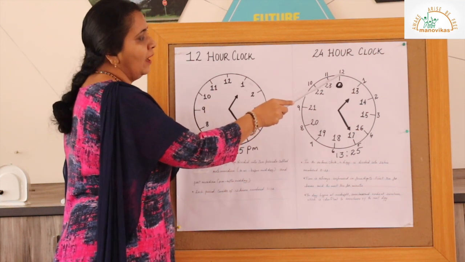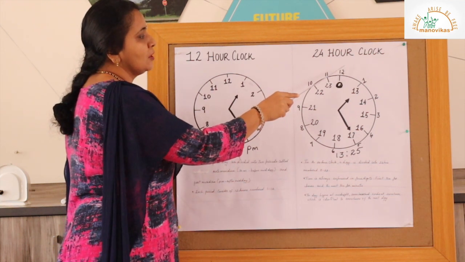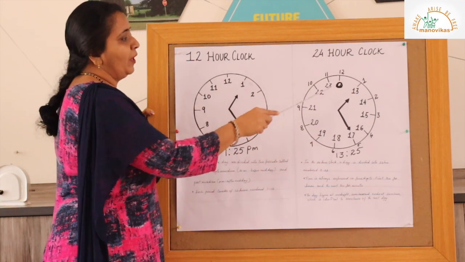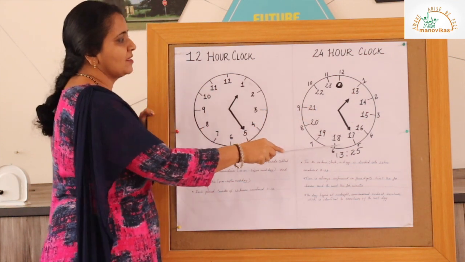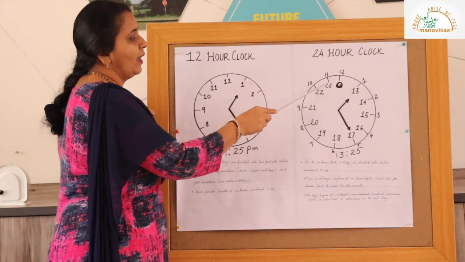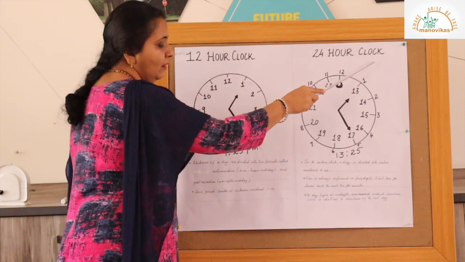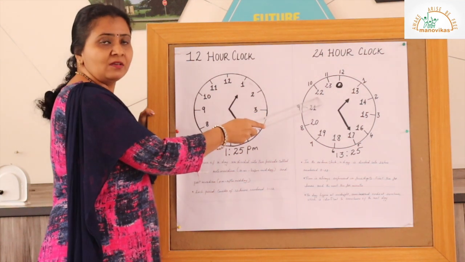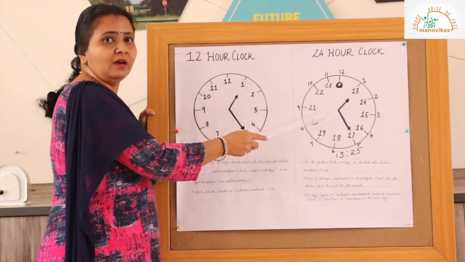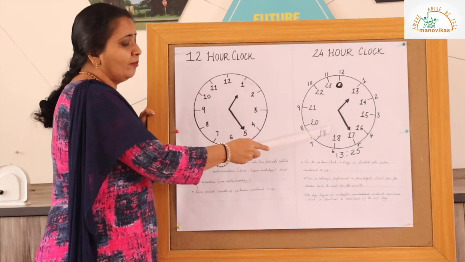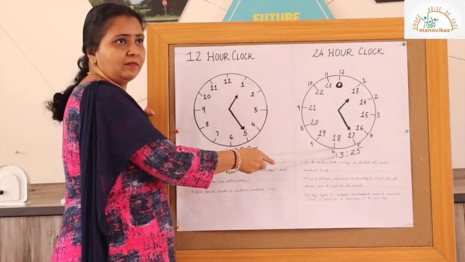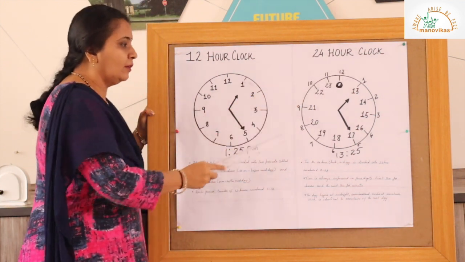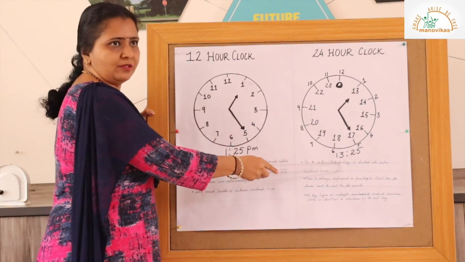And here in a 24-hour clock, after 12, there is no PM followed. It will be 13, 14, 15, 16, 17. There is no AM or PM in a 24-hour clock. And this clock is mainly used in railways and by people who are working on lines for day and night service. And the advantage of using a 24-hour clock is there is no mixing up of hours.